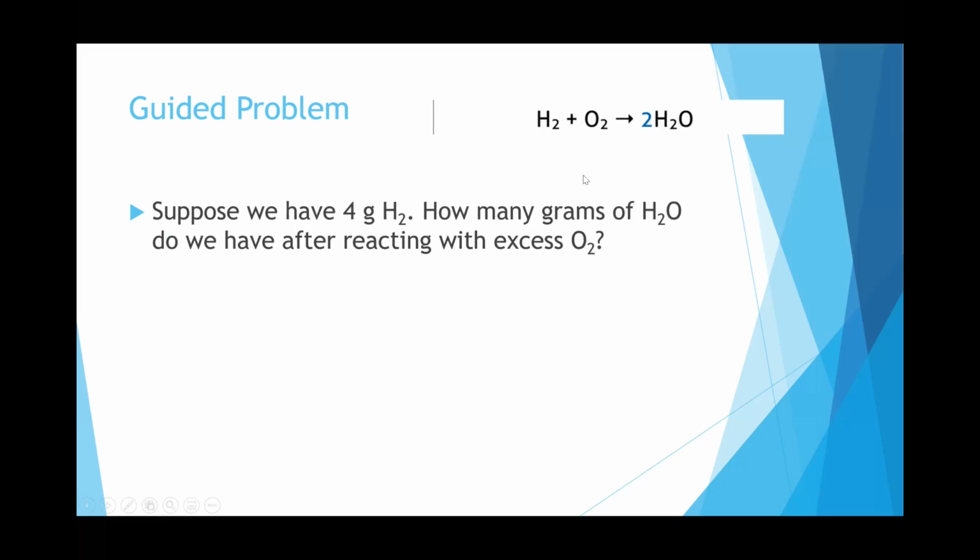So we don't ask for how many moles of H2O is formed, we ask how many grams. So we start off with the grams. We have grams of hydrogen gas, and we want to go to grams of water. So this is basically a grams to grams question because we're going from one gram to the other. So that's what I mean by grams to grams.